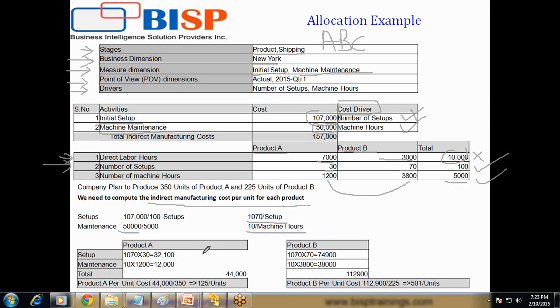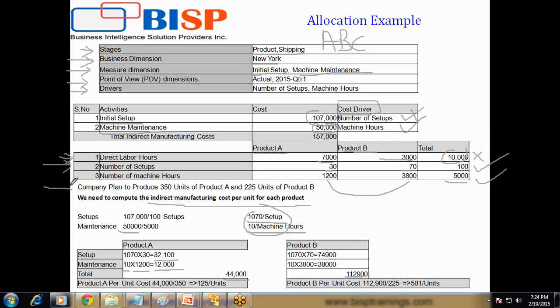Let's see with respect to product A and product B. This is what we found for total. With respect to product A, I'll calculate the unit cost. For product A and product B, I'll multiply the setup cost for the individual product by 30 units for product A, which gives 32,100, and machine maintenance at 10 per unit, with total units of 1200, so 12,000. Similarly for product B, I calculate the setup cost and maintenance cost. So I get the total cost of product A and the total cost of product B.